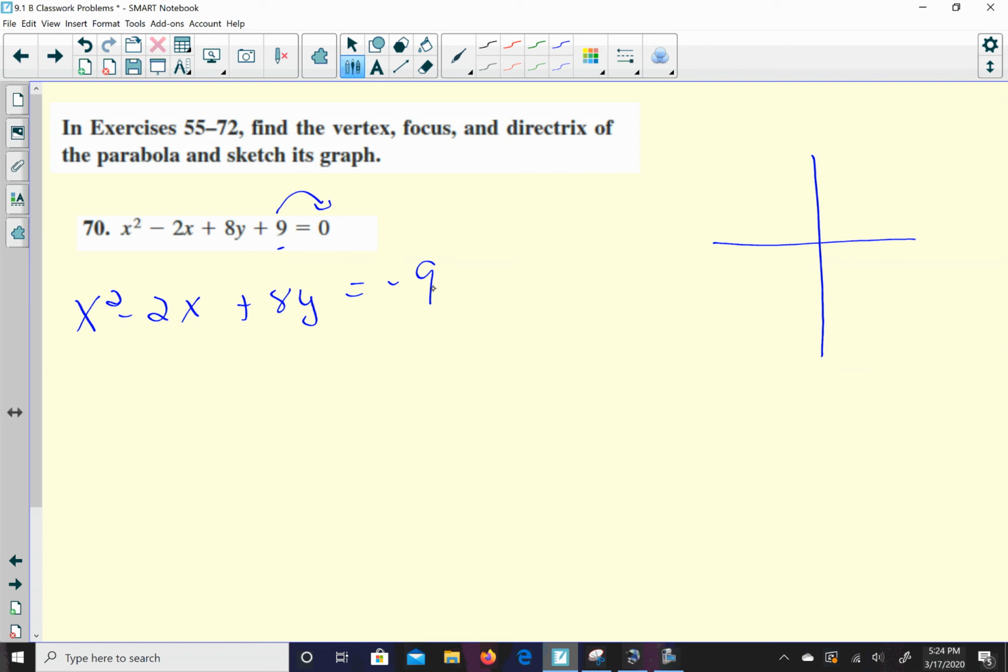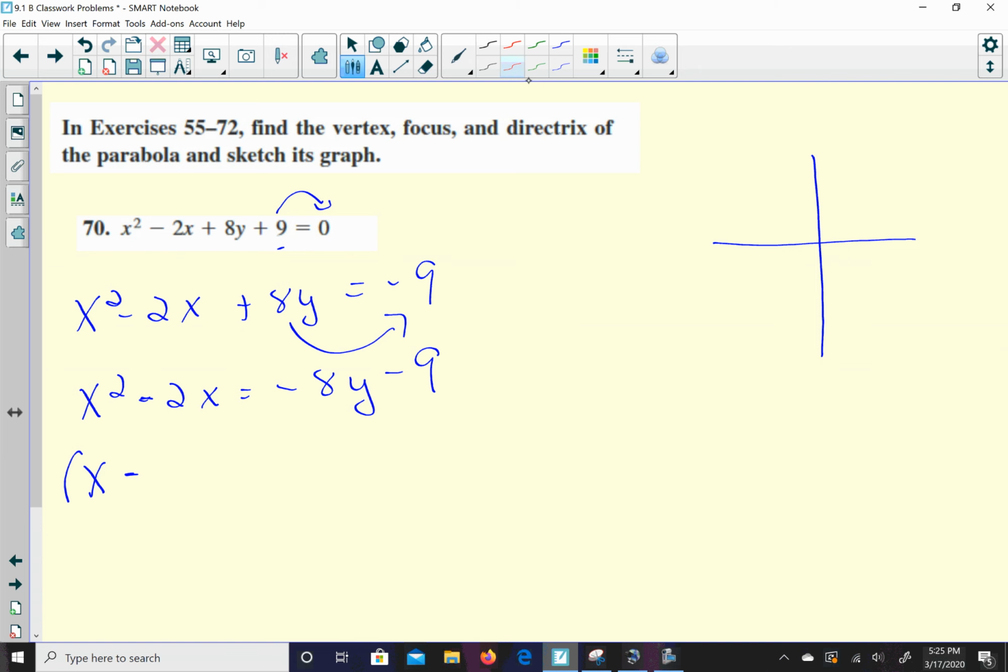Actually, I'm going to take the 8y over to the other side too. x squared minus 2x is equal to -8y minus 9. Because I'm only going to have one thing squared on this side. On this side, I'm going to have to complete the square. So the square root of x squared is x. This is a minus sign, so I'm going to copy down the minus sign.